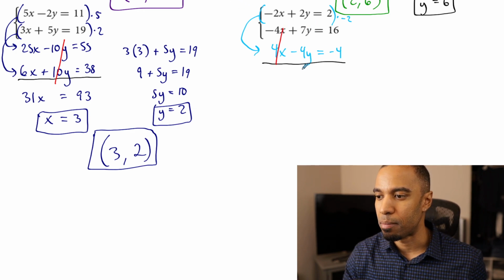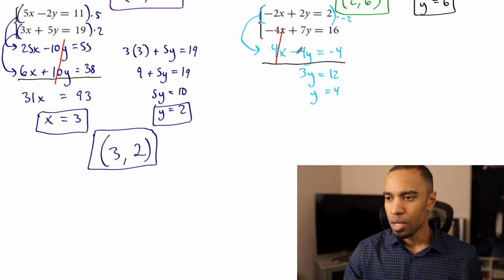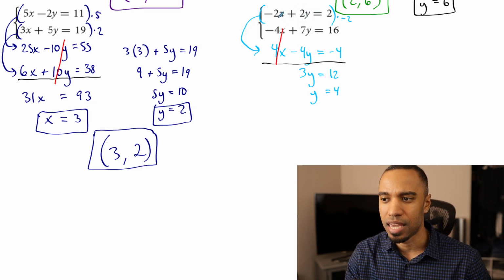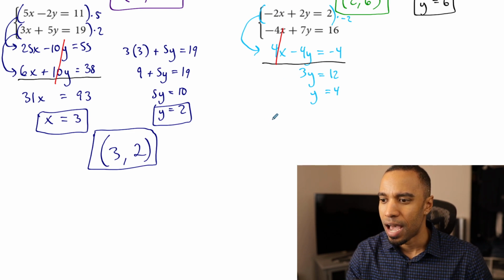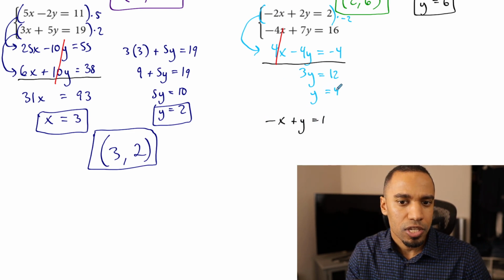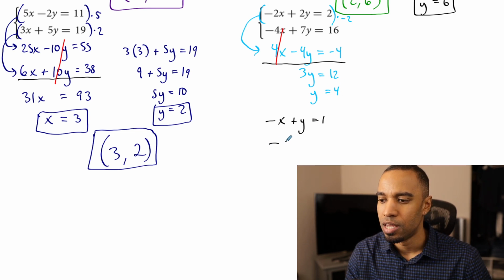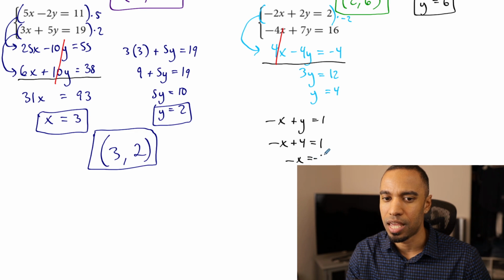So 7y minus 4y is 3y, and this equals 12. Divided by 3, we get y equals 4. I'll go and substitute. You know, what if I did take this equation now? What if I did now divide it by 2? I'd get negative x plus y equals 1. Okay, well, that'll just help me for this, right? I just want to plug this in. Negative x plus 4 equals 1. Negative x equals negative 3, therefore x equals 3.